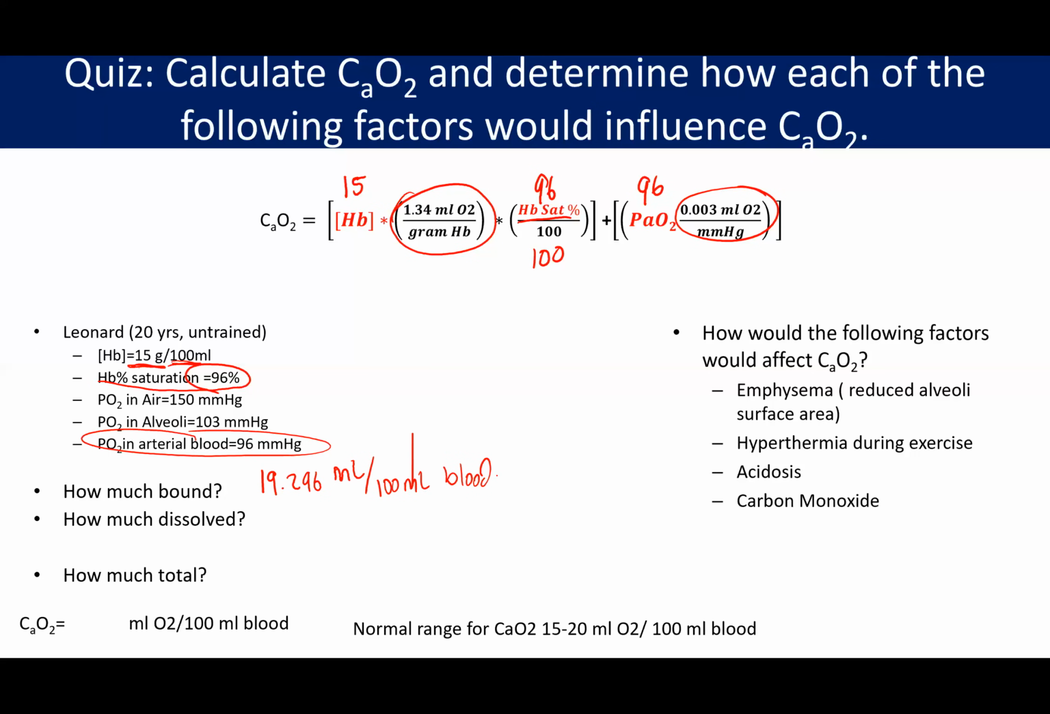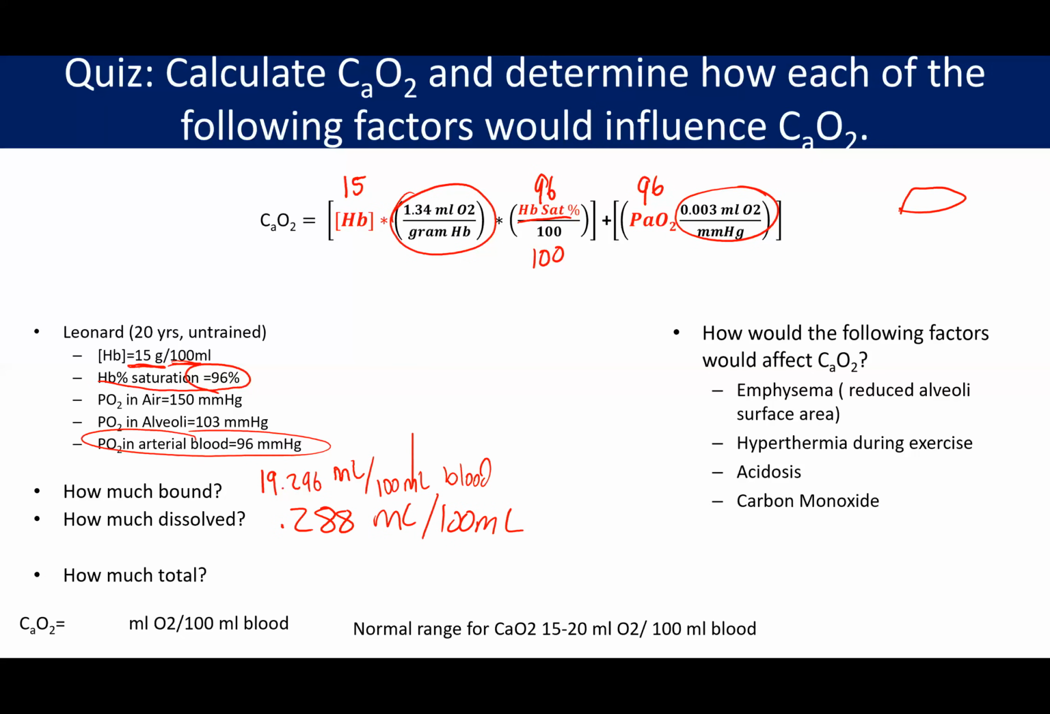Now, that's not all of it, right? That's probably 98% of everything, but we also have the dissolved. So to calculate the dissolved, all we need to do is the partial pressure of oxygen, 96, times our constant, which is 0.003 milliliters, and we're going to have 0.288 milliliters per 100 mils of blood. This is milliliters of oxygen.